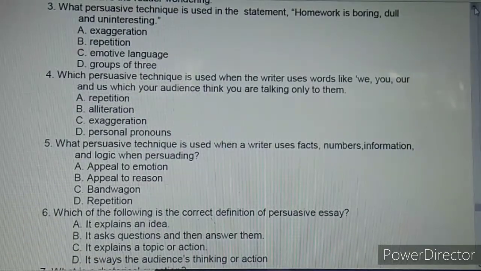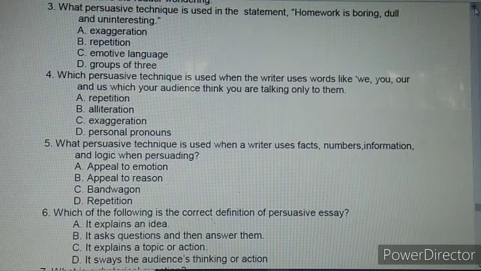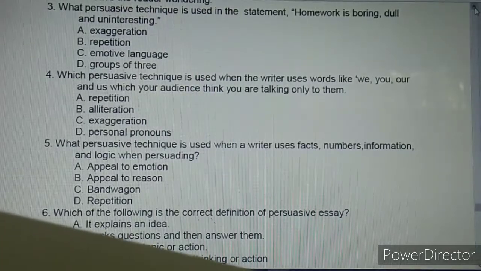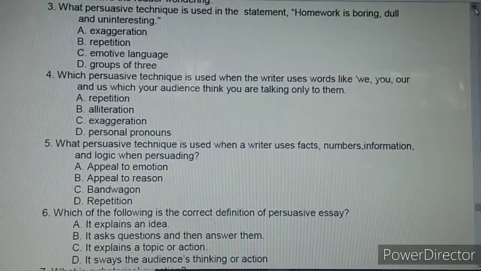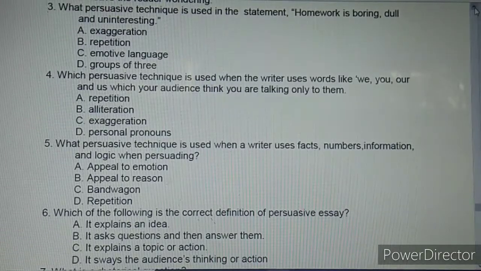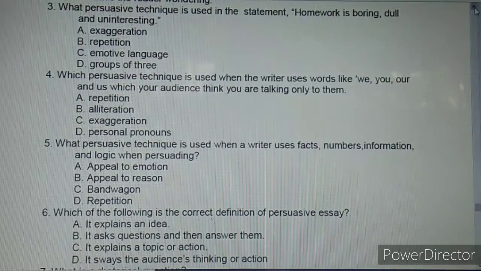Now let's proceed to number 6. Which of the following is the correct definition of persuasive essay? Is it A. It explains an idea. B. It asks questions and then answers them. Letter C. It explains a topic or action. Or letter D. It sways the audience's thinking or action. So what do you think is the correct answer for number 6? The correct answer for number 6 is letter D. It sways the audience's thinking or action.